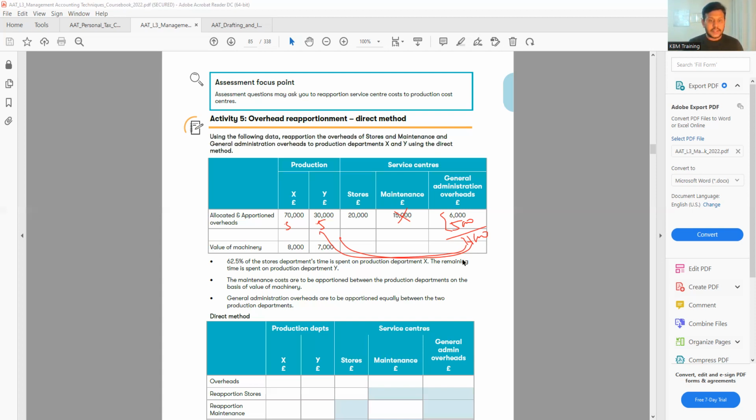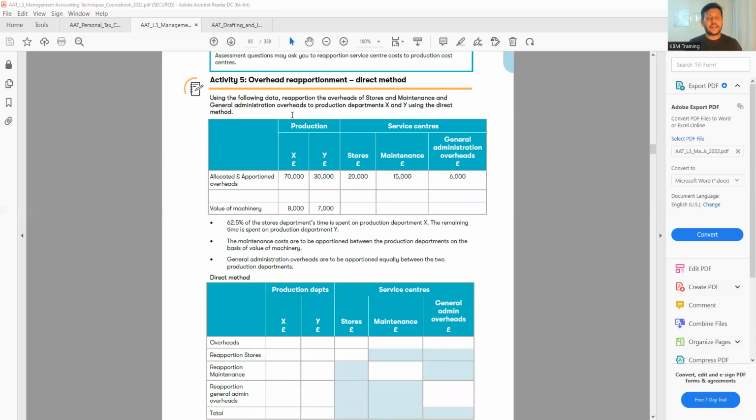So in this question, they are saying here, using the following data, reapportion the overhead of the store and maintenance, general admin overhead to production departments X and Y using the direct method.